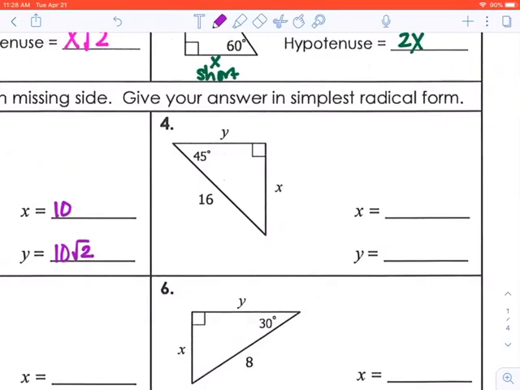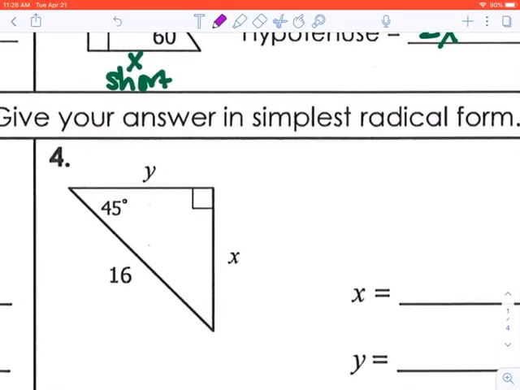Over here, now it's going to be a little bit of work. Now, x and y on number 4 here are going to be the same. Again, it's a 45, 45, 90, so these two are equal to each other, x and y. Once we have x, then we have y. So we need to find x.